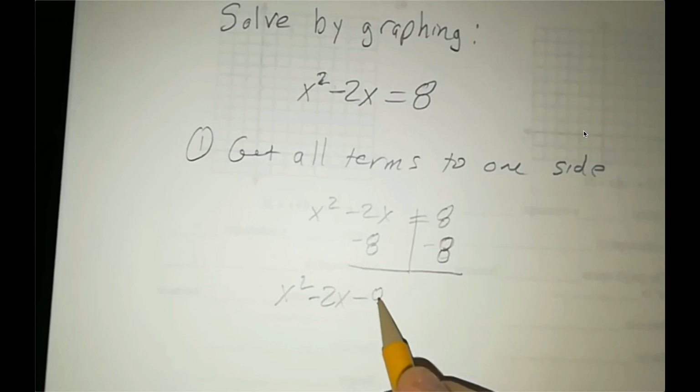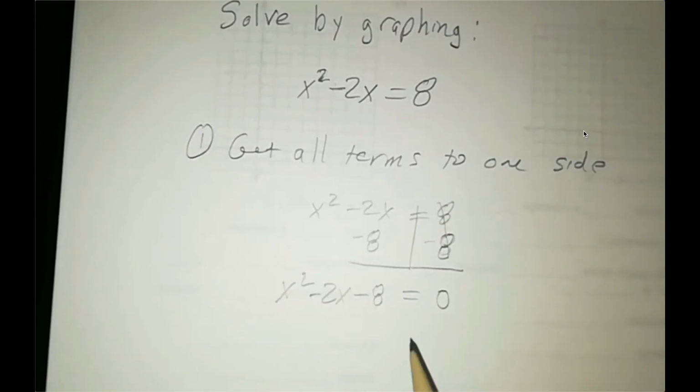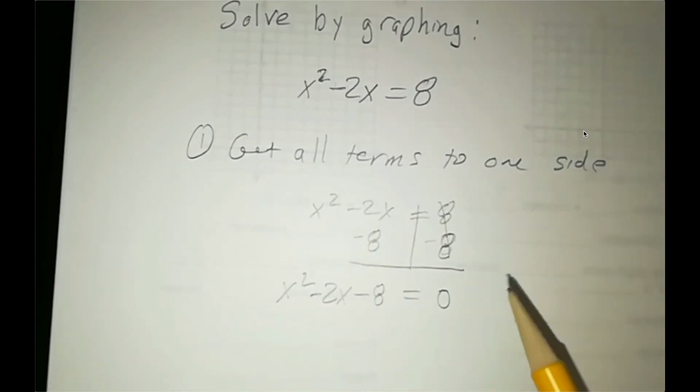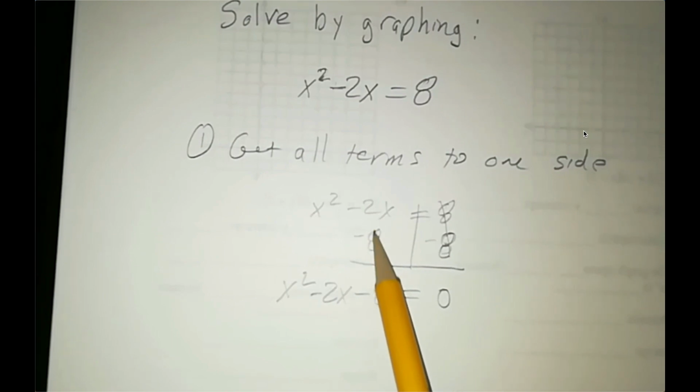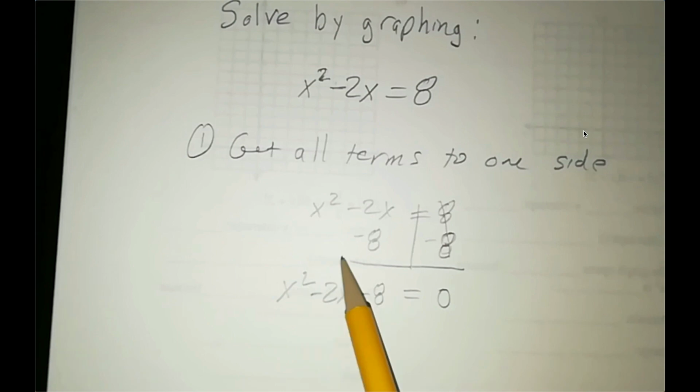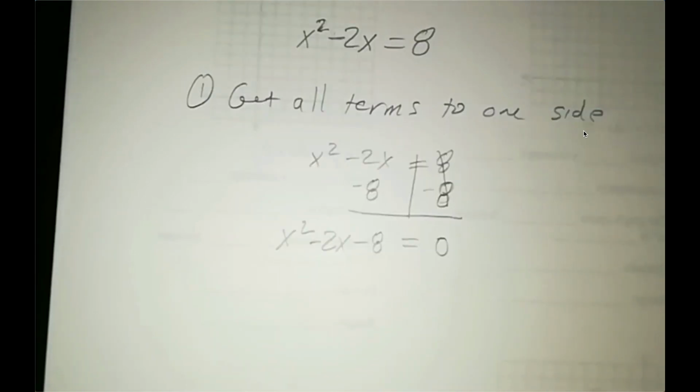Now notice I put the minus 8 underneath here, but it can't combine with that, right? This has an x in it, this doesn't. You can't combine those together. So you just write it all side by side here. x squared minus 2x minus 8. You just write it out like that. Okay, so we have that now.